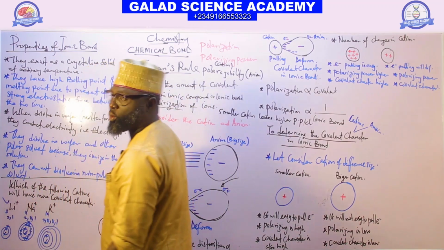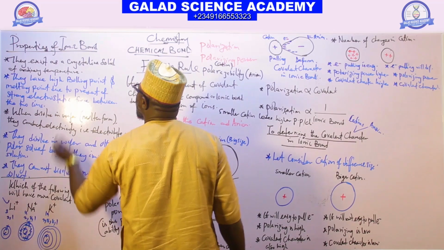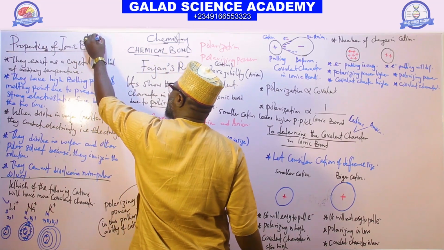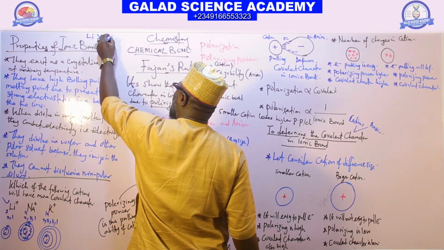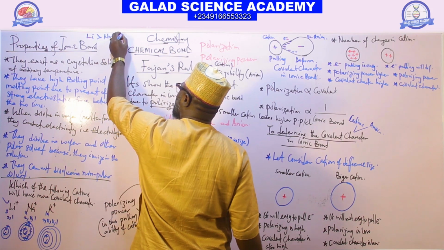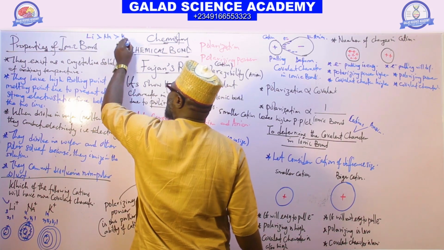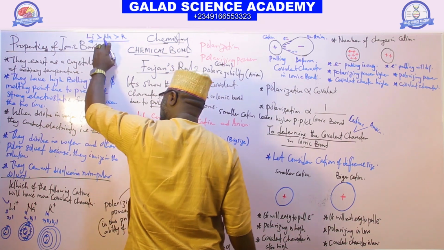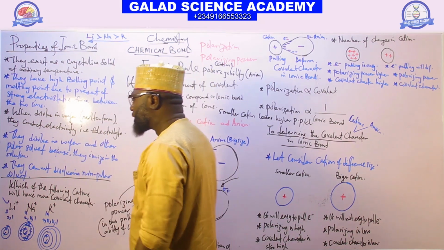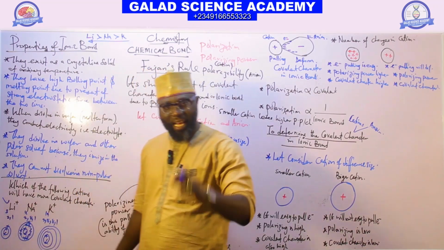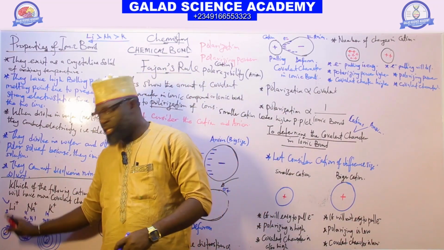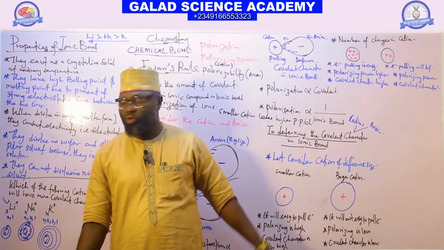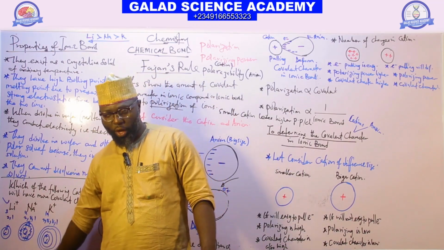Therefore, lithium is the one that has more covalent character. You can now arrange it in this form: lithium is greater than sodium, sodium is greater than potassium. This is the increase in covalent character. So the answer will be A. That's how you can use Fajan's rule to solve questions.